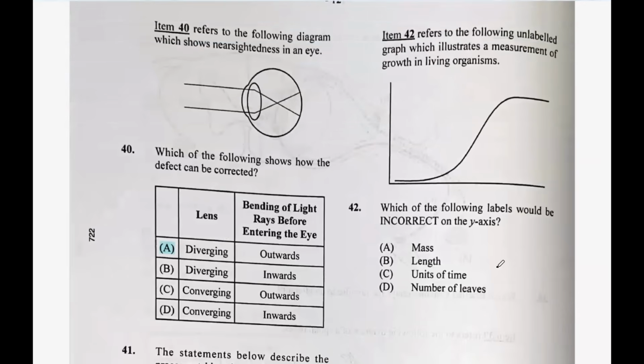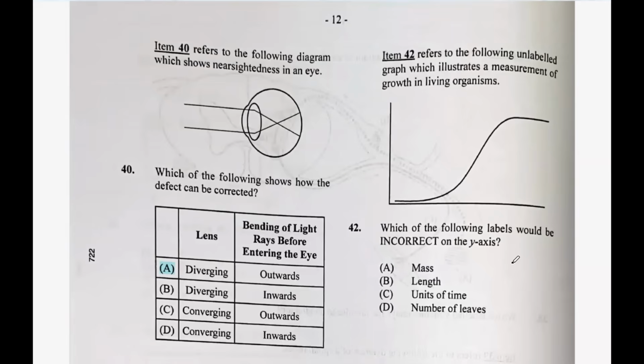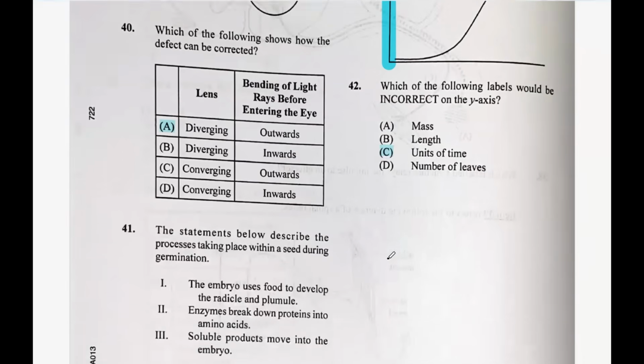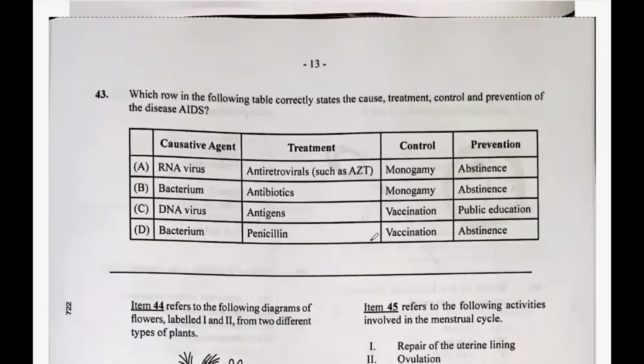Question 42 refers to the following unlabeled graph, which illustrates a measurement of growth in living organisms. Which of the following labels would be incorrect on the y-axis? The y-axis is this vertical axis, and you want to know which one is correct, and that would be time, the units of time. 42 is C.